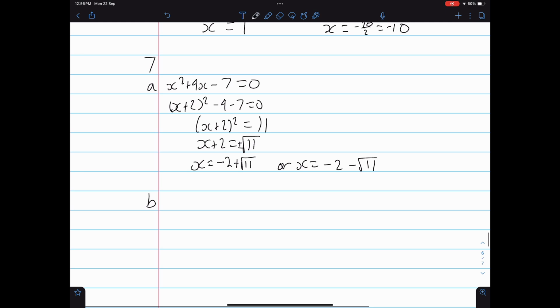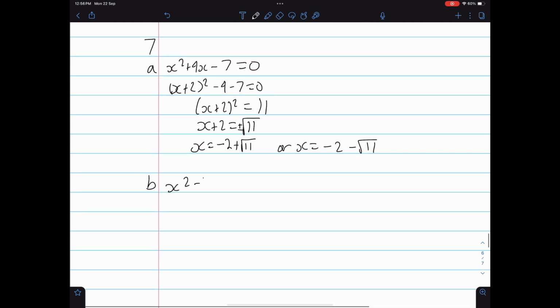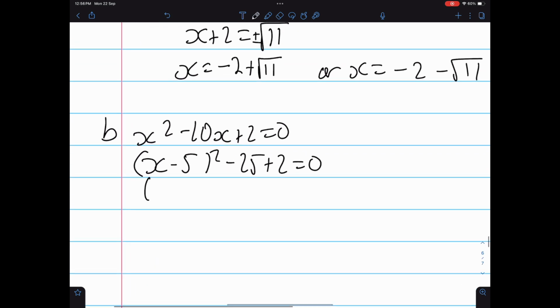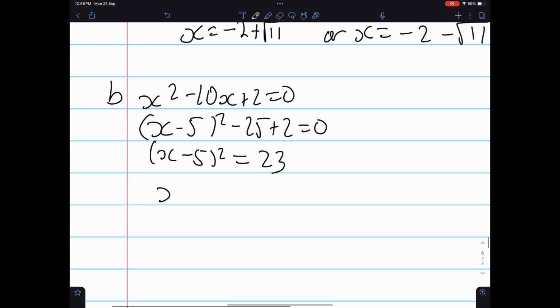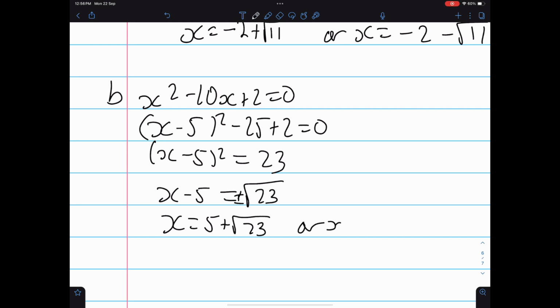B, we've got x squared minus 10x plus 2 equals 0. x minus 5 squared minus 25 plus 2 equals 0. x minus 5 squared equals positive 23. x minus 5 is plus or minus root 23. So that means x is equal to 5 plus root 23, or x is equal to 5 minus root 23.